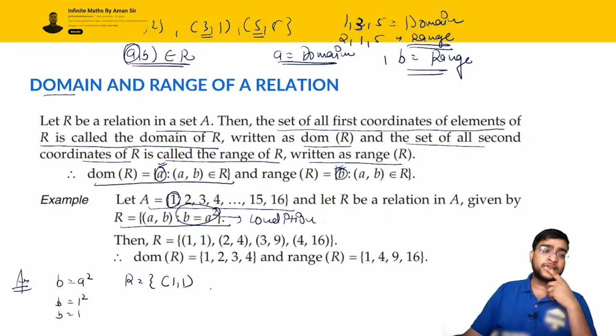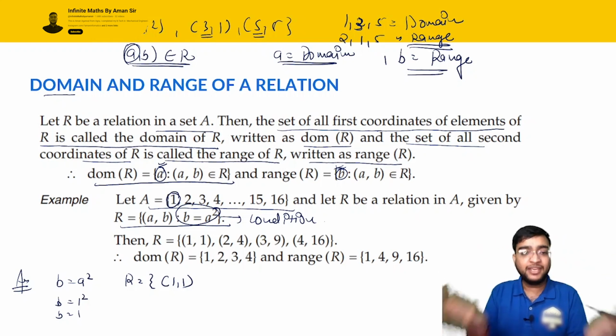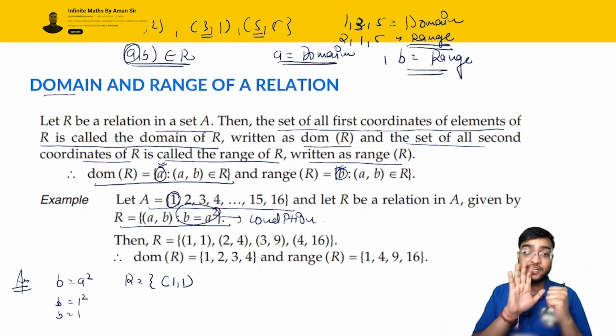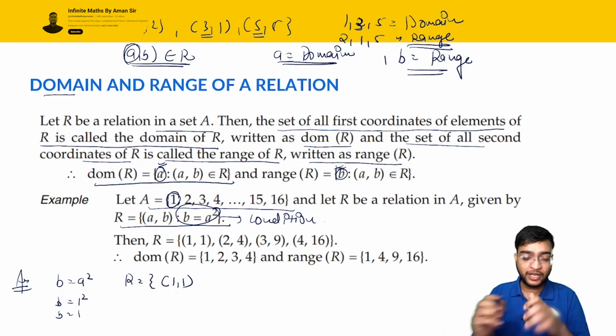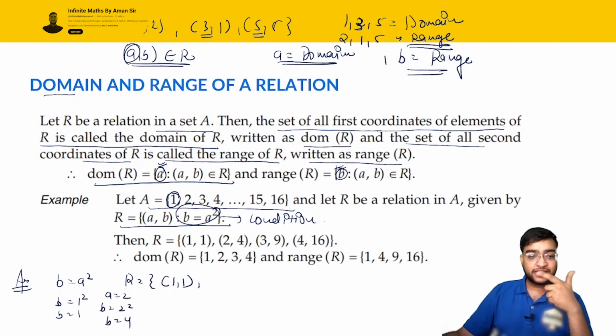Then you might argue that we can put 2 here, 3 here, and all 16 numbers, and find the corresponding b. Wait students, let's examine. Let's say a equals 2, then b equals 2 square, which is 4. So the pair (2, 4) comes in this relation.